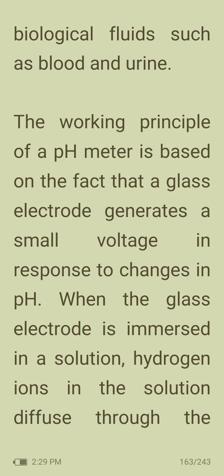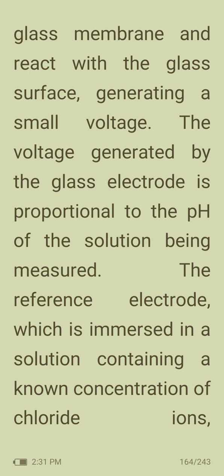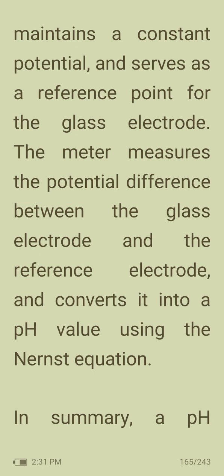as blood and urine. The working principle of a pH meter is based on the fact that a glass electrode generates a small voltage in response to changes in pH. The voltage generated by the glass electrode is proportional to the pH of the solution being measured. The reference electrode, which is immersed in a solution containing a known concentration of chloride ions, maintains a constant potential and serves as a reference point for the glass electrode. The meter measures the potential difference between the glass electrode and the reference electrode and converts it into a pH value using the Nernst equation.